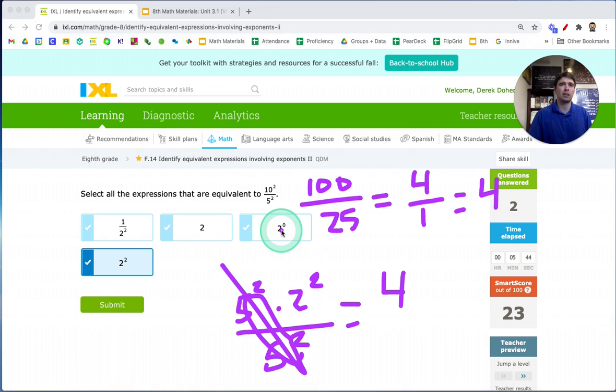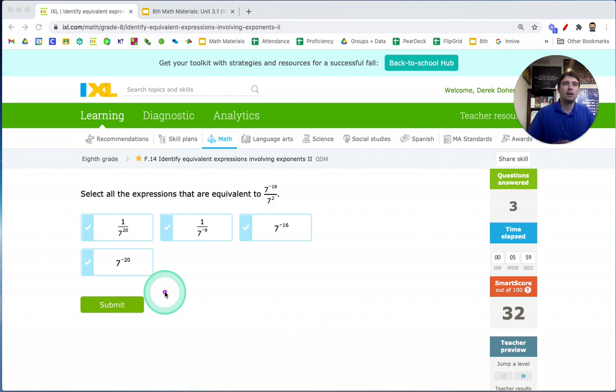4 is not the same thing as 1, so 2 to the 0 is out. 4 is not the same thing as 2. And 1 over 2 squared means 1 over 4, which is definitely not the same thing as 4 over 1. That one's also going to be wrong. This is our only correct answer.